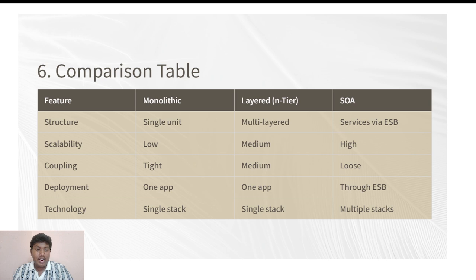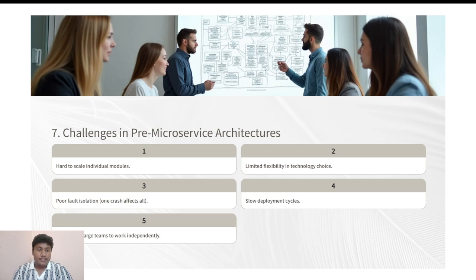Next, we move on to the comparison table. Here is a quick comparison between all the pre-microservices architectures: monolithic, layered, and SOA. Monolithic is simple but not scalable. Layered is organized but still dependent. SOA is reusable but complex. Each step tried to improve flexibility and scalability but was still hard to implement. Now we move on to the next phase.